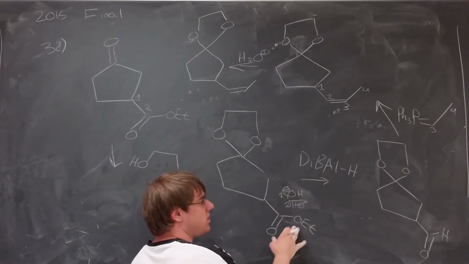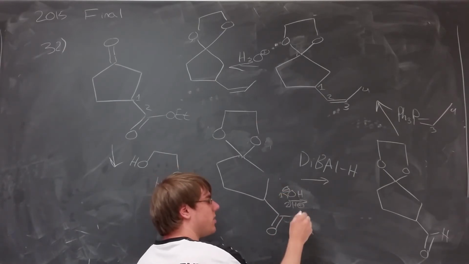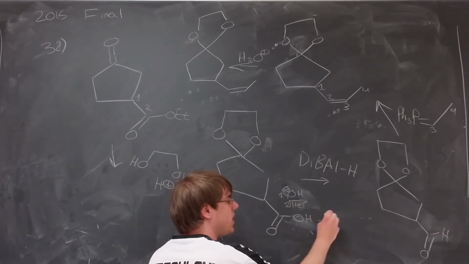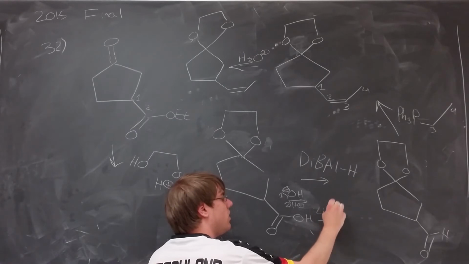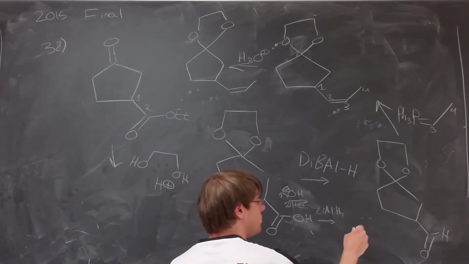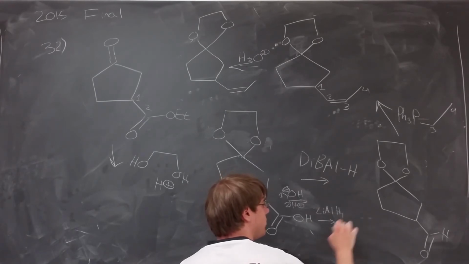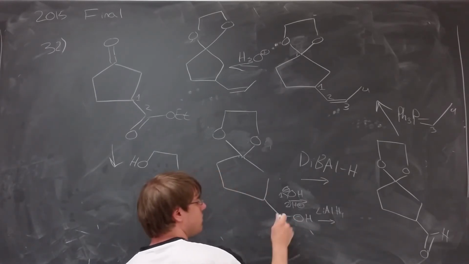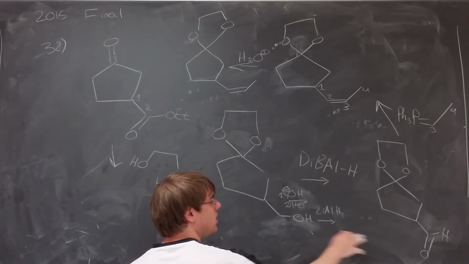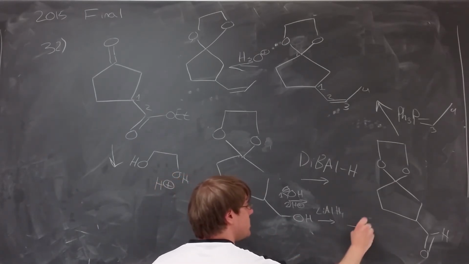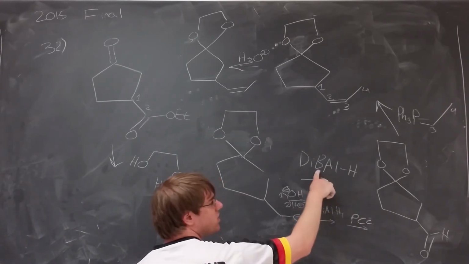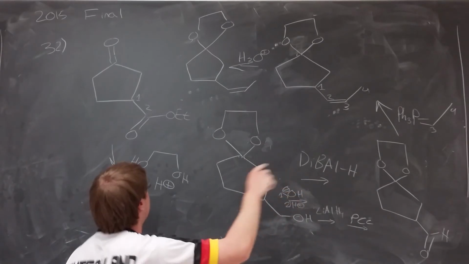Because what that does is it turns an ester into a carboxylic acid, so I have this. Then I could reduce that carboxylic acid using LiAlH4, and that would convert this into an alcohol. So it would look like this. And then I can oxidize that alcohol into the carbonyl I wanted using PCC. And so that would turn into that. But that's 3 steps where you could have just done this in one with DIBAL-H.